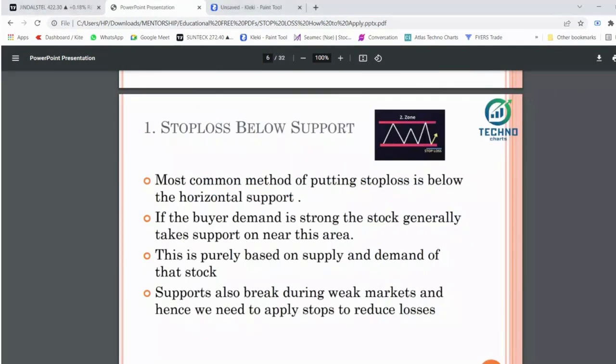So the first method that we are going to look at is stop loss below support. Now this is one of the most common methods of putting stop loss, and if the buyer demand is strong, the stock will generally take support near this area. This is purely based on supply and demand of the stock, and support also breaks during weak markets, and hence we need to apply stop loss to reduce the losses.